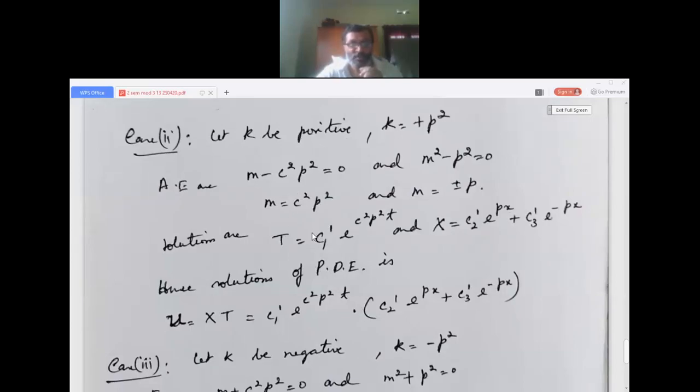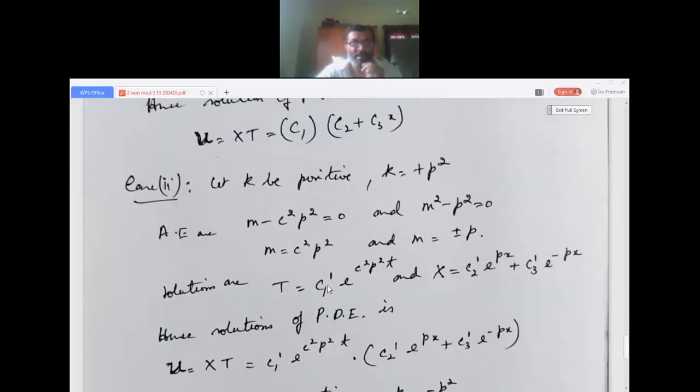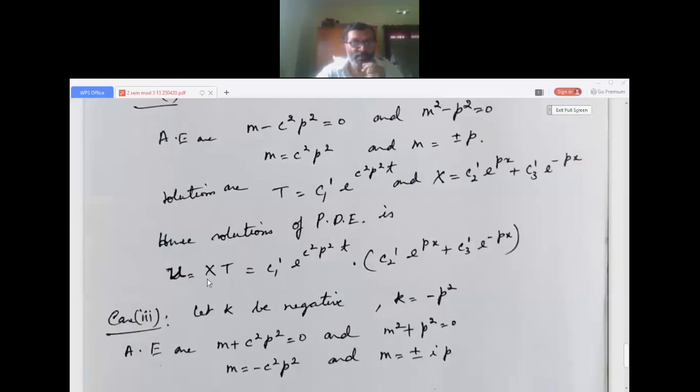This is the method from module 1, ordinary differential equations. T equals c1 dash. Why do we take c1 dash? Because c1 is already used in case 1. So c1 dash e power c squared p squared t, and capital X equals, there are two roots, c2 dash e power px plus c3 dash e power minus px. You know this. Hence the solution of the PDE is u equals XT.